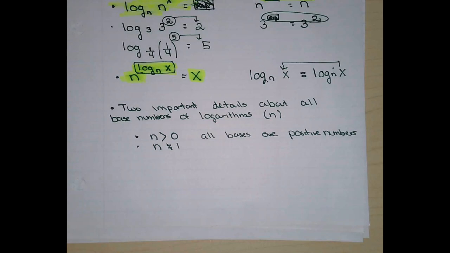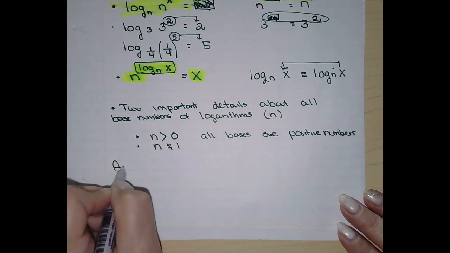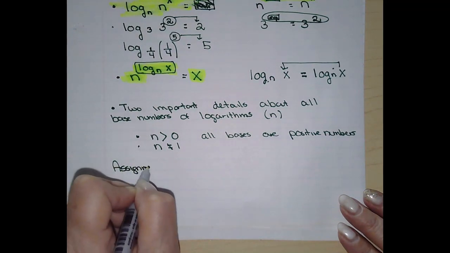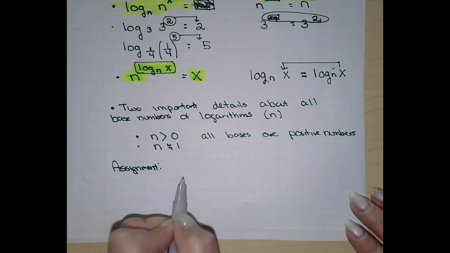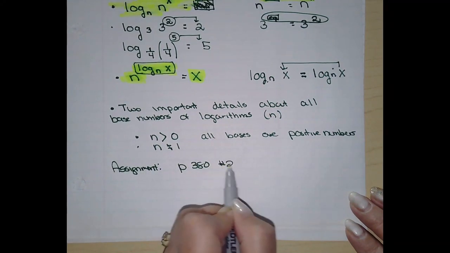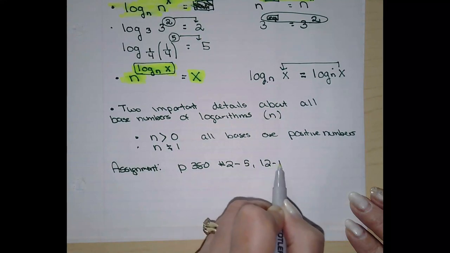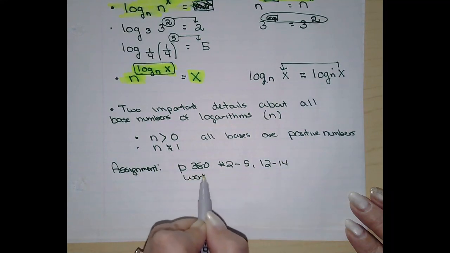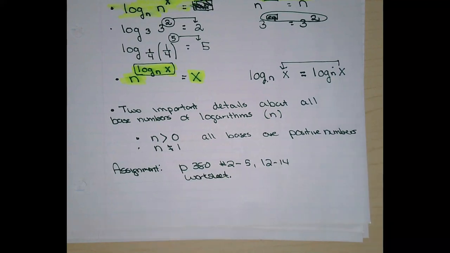Okie dokie. Are you okay with this? All right. So I want you to play around with some of this to get comfortable with it. So page 380, numbers 2 to 5 and 12 to 14. And I have a worksheet for you as well that I need to go through.